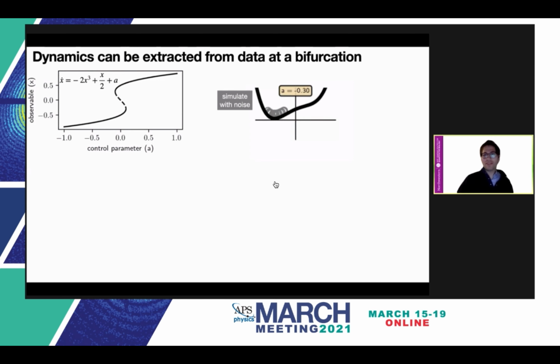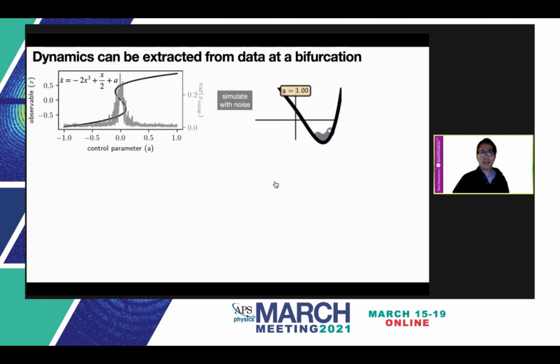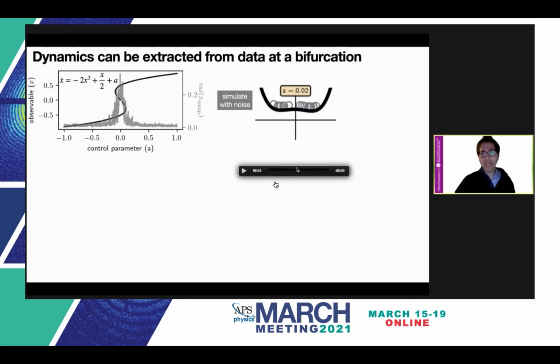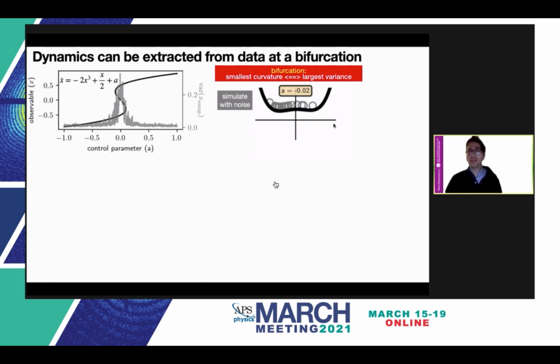So if we have some potential that is changing as you increase a, it switches from going left to right. And if you simulate that with noise, what you'll find is that the variance of data that's exploring such a potential is going to be highest exactly at that bifurcation. And if you look at this movie, it's pretty easy to understand why. Basically, at that bifurcation, that's when this potential is flattest. That's when the curvature is lowest. So this curvature being low is what yields this high variance in the data.